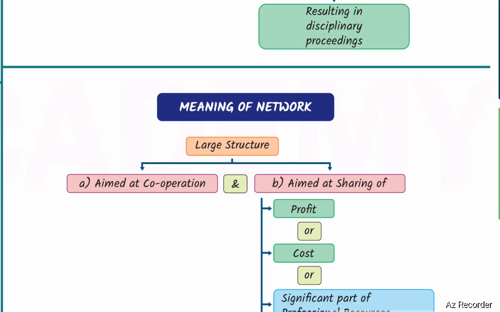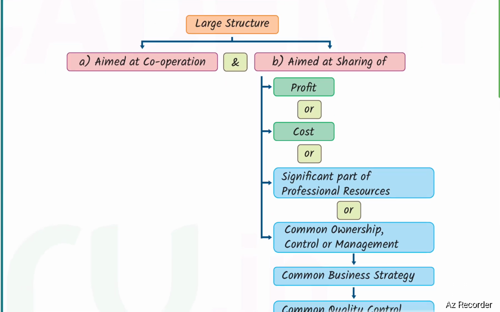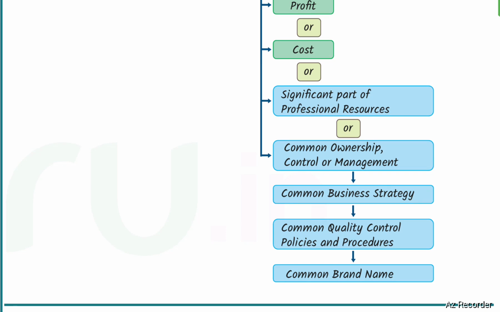Meaning of network: a larger structure aimed at cooperation and aimed at sharing of profit or cost or significant part of professional resources, or common ownership or control or management, common business strategy, common quality control policies and procedures, common brand name.